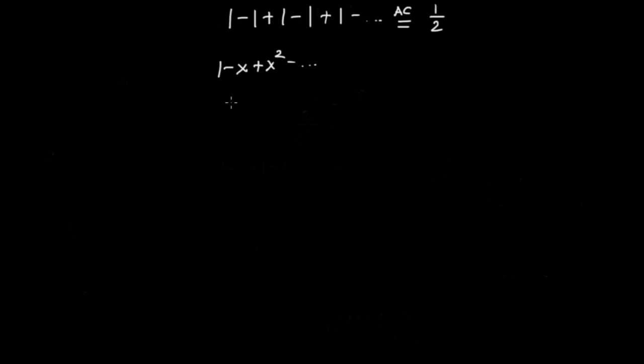For example, I could have used this series, 1 plus x plus x squared plus x cubed, and so on. And I could have dealt with the value of x equals minus 1. So if you plug in minus 1 into this, you get the Grandi series. And if you play the same game that I just played, you will also find that it's one half.